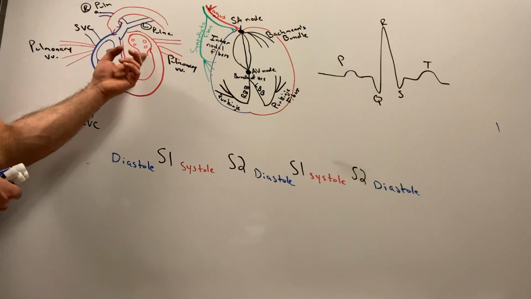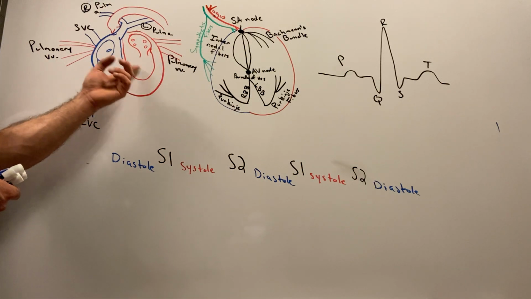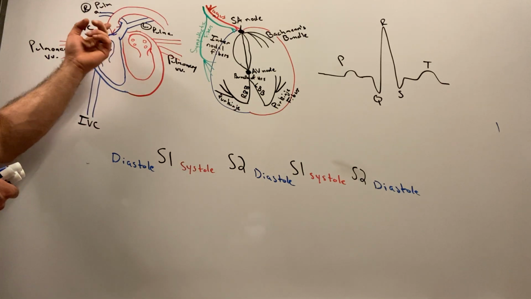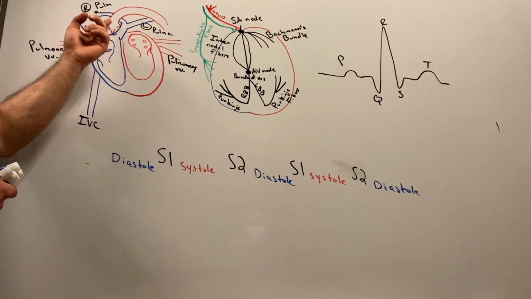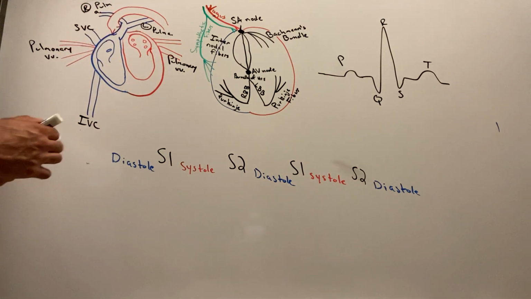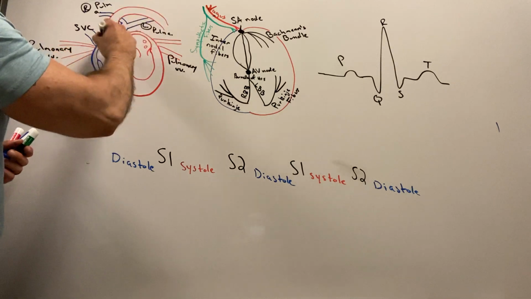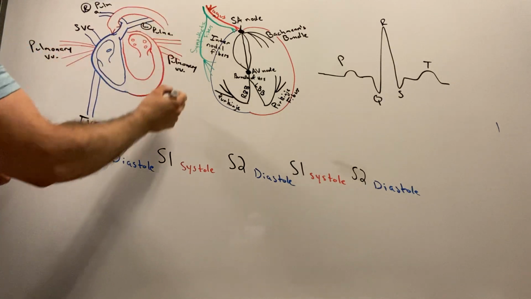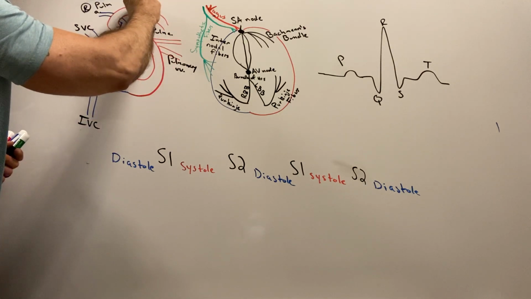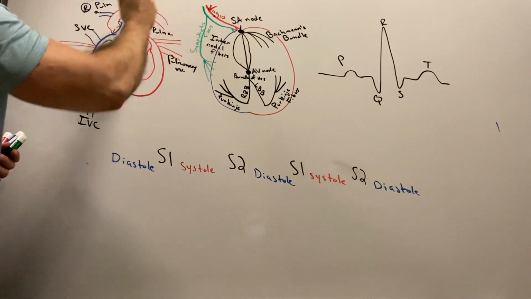So from the left atrium, blood travels through the mitral valve to the left ventricle, and through the aortic valve into the aorta. You can see the aorta there, this big ascending aortic arch, and it'll go into the descending aorta. So we'll just call it the aorta.